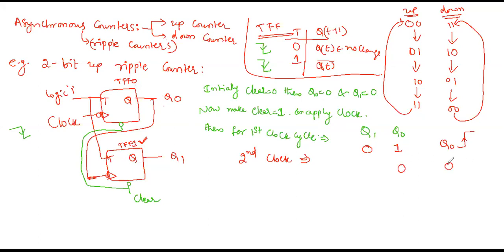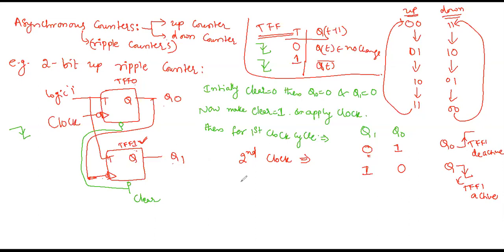So the Q0 value is changing from 1 to 0. Whenever there is a change from 1 to 0, T flip-flop 1 will be active. So it will invert the output. So what is the output? 0 will be inverted to 1. So here TFF1 is active, and there TFF1 is deactive.